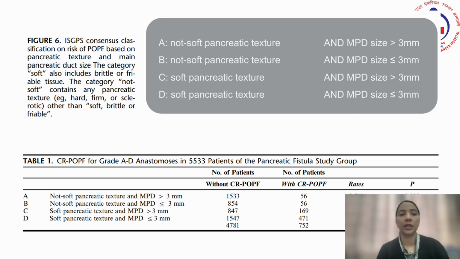And C is the soft pancreatic texture, that is soft, brittle or friable pancreatic tissue texture, with the main pancreatic duct size of more than 3 mm, and D is soft pancreatic texture with the main pancreatic duct size less than or equal to 3 mm. And the rate of POPF gradually increases with the class of the classification, and it is highest in the soft pancreatic texture with main pancreatic duct less than or equal to 3 mm.